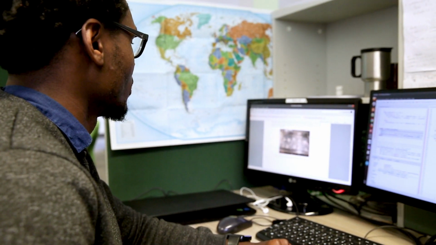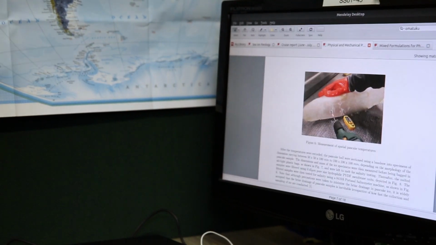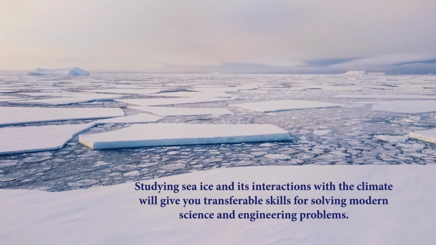It's pretty much as if you have a project to do somewhere in the equatorial forest. So I would just encourage everyone, especially African students, to be more involved.